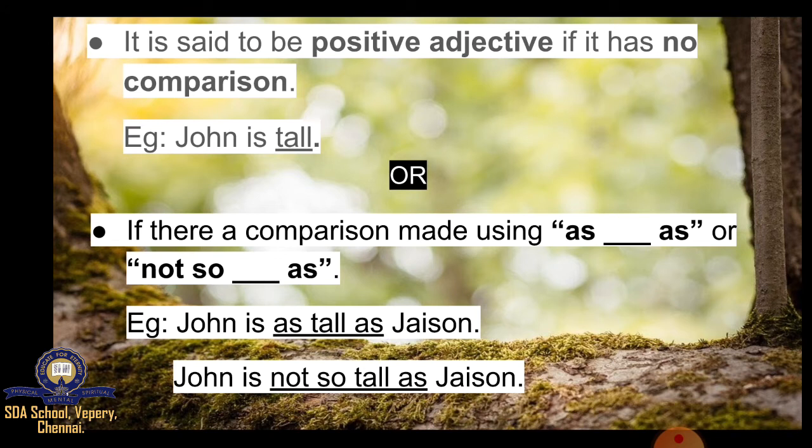So it is said to be positive adjective if it has no comparison, or if there is a comparison using as, then a word and then an as, or not so dash as. Example, first one, it's positive when there is no comparison at all. That is, John is tall. So we are talking about John and we are not comparing John to anybody else. So it is a positive adjective. Or if you say John is as tall as Jason, that is, you use as and as, right? Or you can say John is not as tall as Jason. So when you use as and as, or not so and as, you will say it is a positive adjective. So positive adjective is when there is no comparison, or when there is a comparison made using as and as.